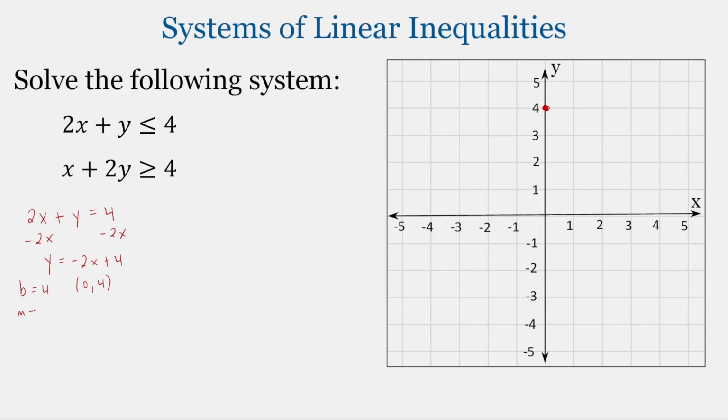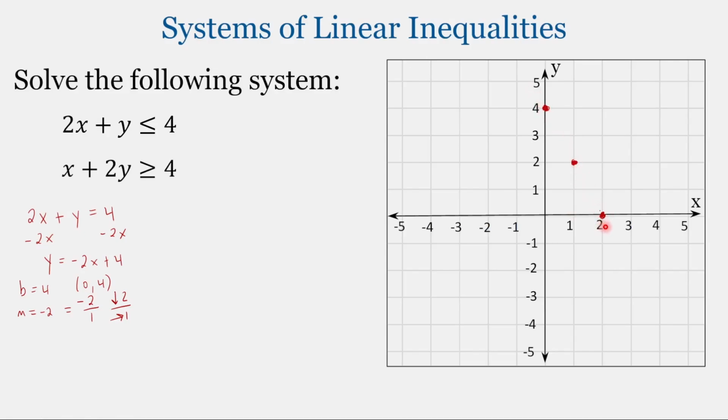And we have a slope of negative 2. Writing this as a fraction, we can go negative 2 over 1. So we'll go down 2 and to the right 1. From that y-intercept, we're going to go down 2 and to the right 1. Let's repeat that one more time: down 2 and to the right 1. So we now have 3 points on the boundary line.